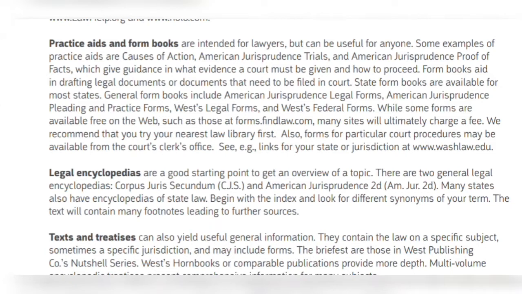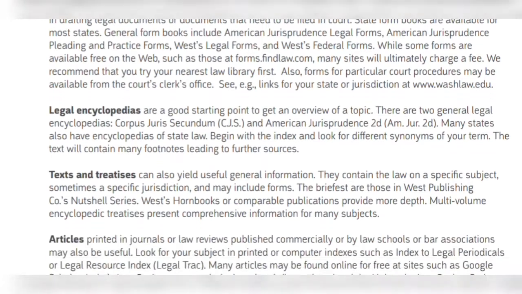Causes of Action, American Jurisprudence Trials, and American Jurisprudence Proof of Facts, which give guidance on what evidence a court must be given and how to proceed. General form books include American Jurisprudence Legal Forms, American Jurisprudence Pleading and Practice Forms, West Legal Forms. Also, forms for particular court procedures may be available from the court's clerk's office.